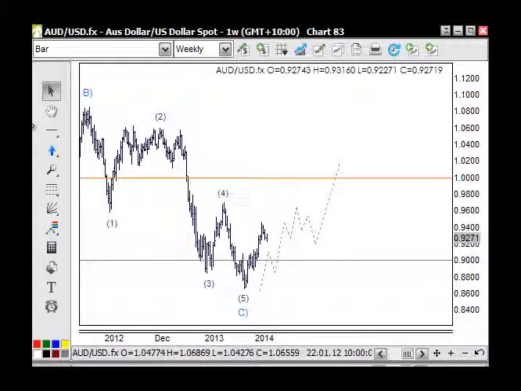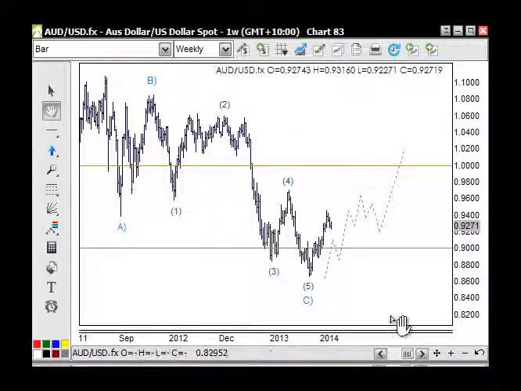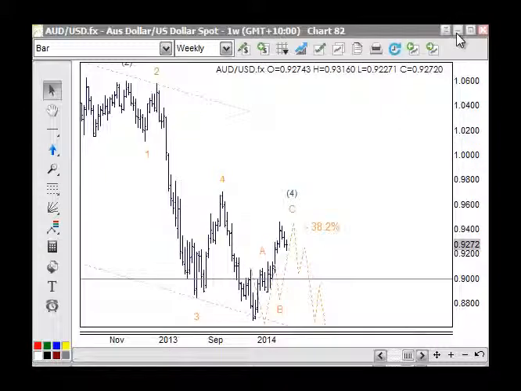Just coming back into the bigger picture here for a moment, because we've got two counts here. This is the weekly chart here. We're either looking for 5 waves up through to here, and this is the top of the 3rd wave so far, and we're looking at this being the 4th wave. That's one of the counts that we've got.